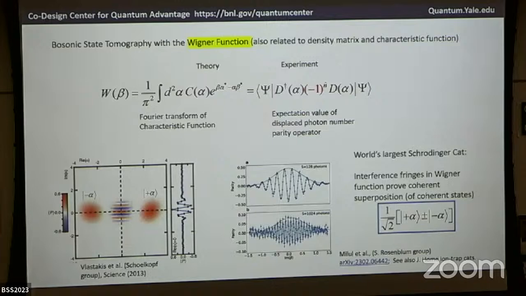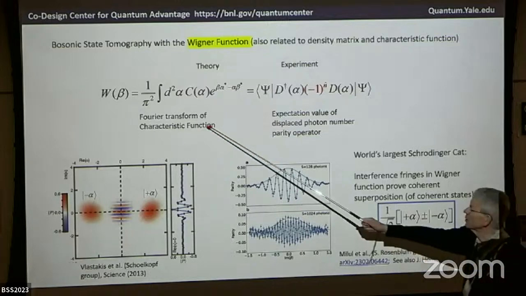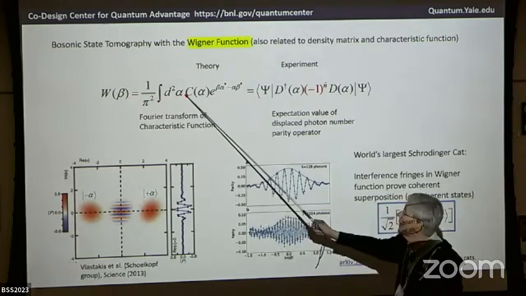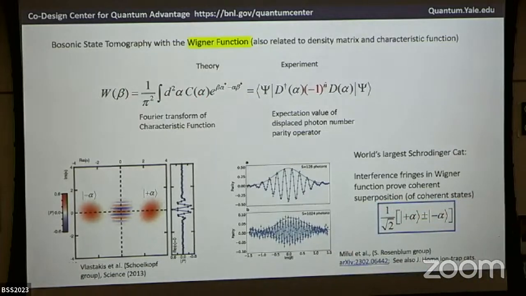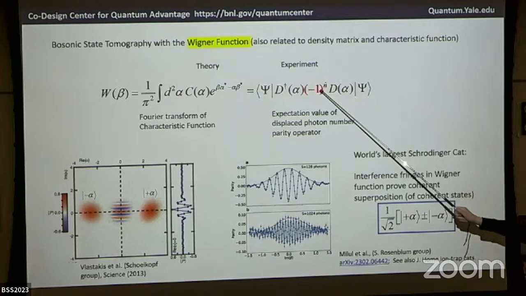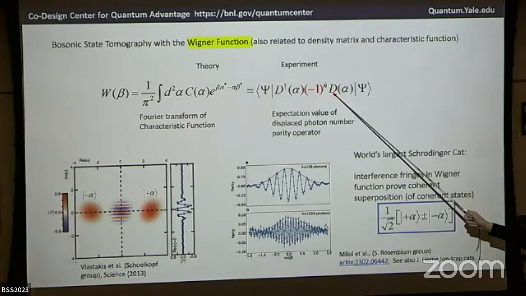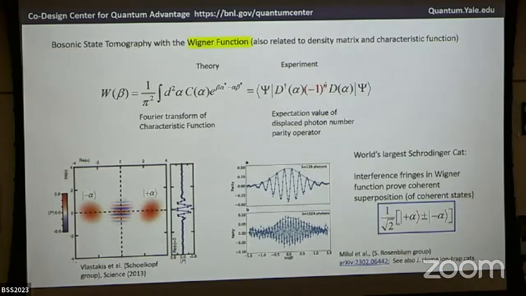What's the Wigner function? Well, the Wigner function is a function of a complex parameter beta that tells you where you are in phase space. And it's kind of a Fourier transform of the characteristic function, and also of the density matrix. And this is the theory. What it is in an experiment is you displace the state and you measure the average of the photon number parity. And there's a bizarre identity that connects these two. It's just a bunch of algebra.